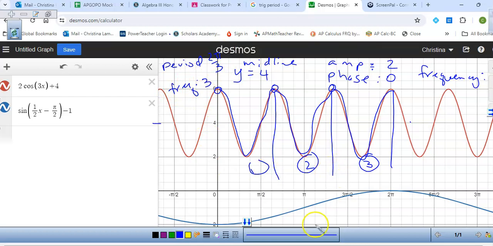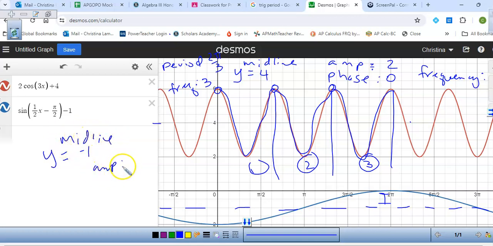So if you want to pause the video and try it on this next one, that's fine. So now for my sine graph, I'll do the exact same thing. Again, the midline is the line that cuts it in half, halfway through, right down the middle. In this case, the midline will now be y equals -1. The amplitude, if I count from the midline up or down, that amplitude is going to be 1. So y equals -1 was the midline, and the amplitude was 1.